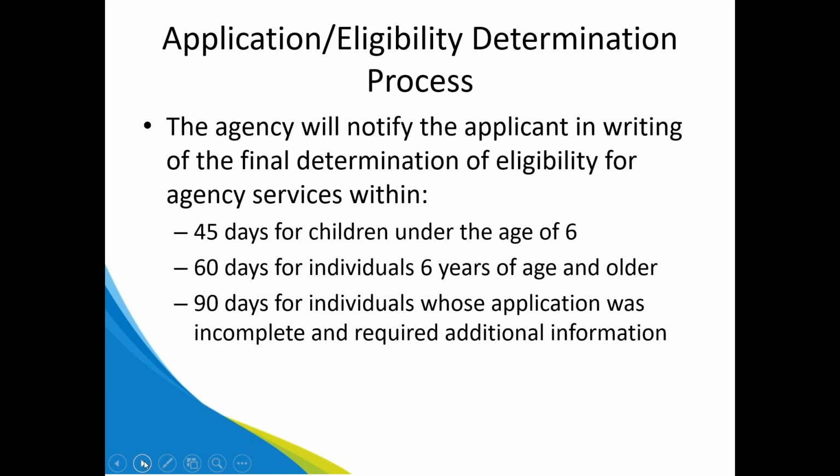Once the agency has had an opportunity to review all available documentation, the agency will notify the applicant or legal guardian or legal representative in writing of the final determination of eligibility for agency services within 45 days for children under the age of 6, 60 days for individuals 6 years of age or older, or 90 days for individuals whose application was incomplete and required additional information.